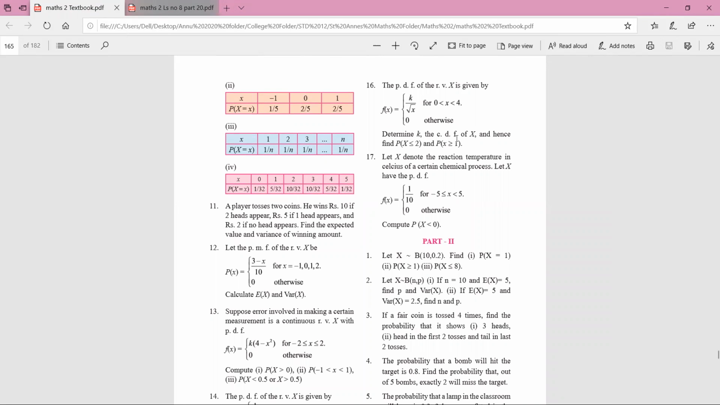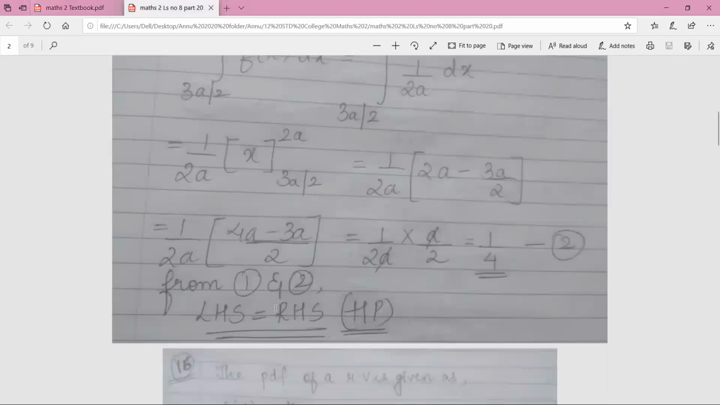Determine k, the CDF of x, and hence find probability x less than or equal to 2 and probability x greater than or equal to 1. So again, here they have told us to find out 4 things, but first of all, they are telling us to find out the value of k. Now, to find out the value of k when it is a PDF, class, remember the formula?